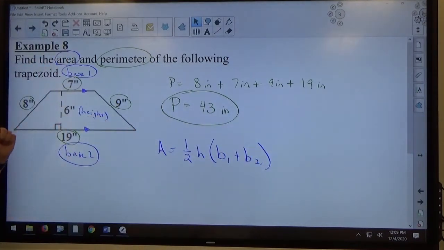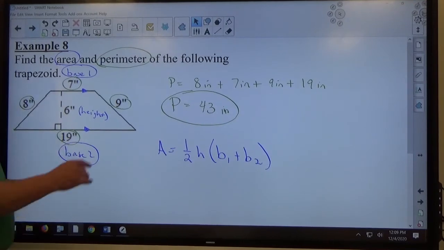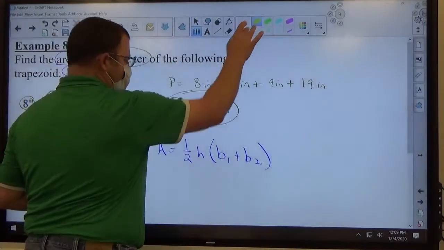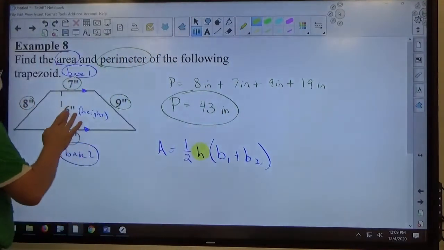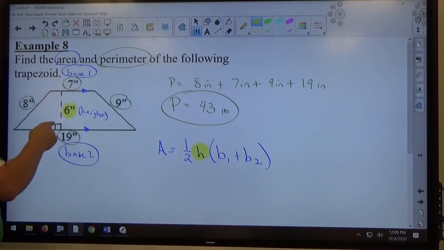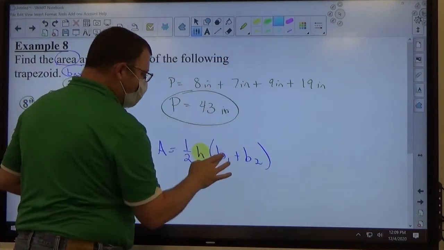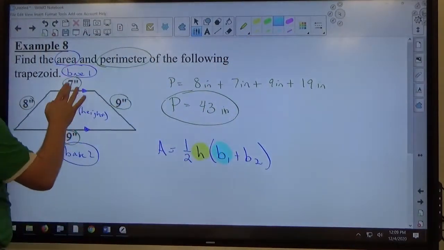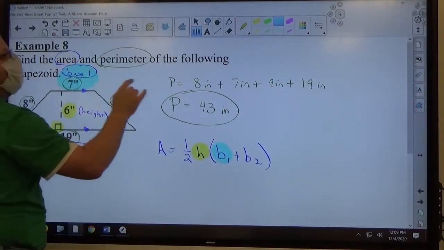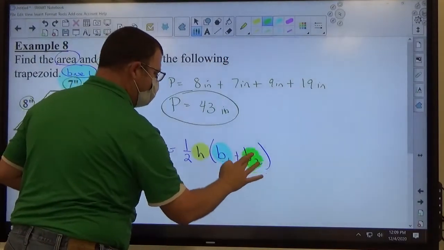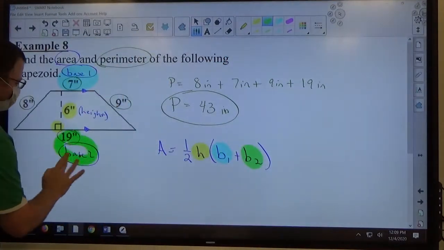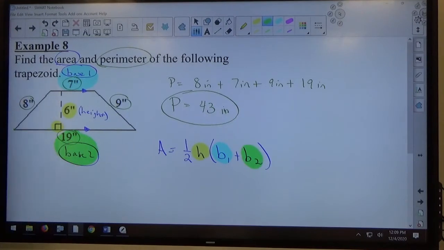So specifically what I want to identify to find the area of a trapezoid are the height, which is the distance between the two parallel sides at a right angle. So that's the height. And base 1, which is one of the two bases, and base 2, which is the other base. And again, it does not matter which one's base 1, which one's base 2. They get added together. When you add numbers, the order doesn't matter. So it doesn't matter which one's base 1 and base 2.